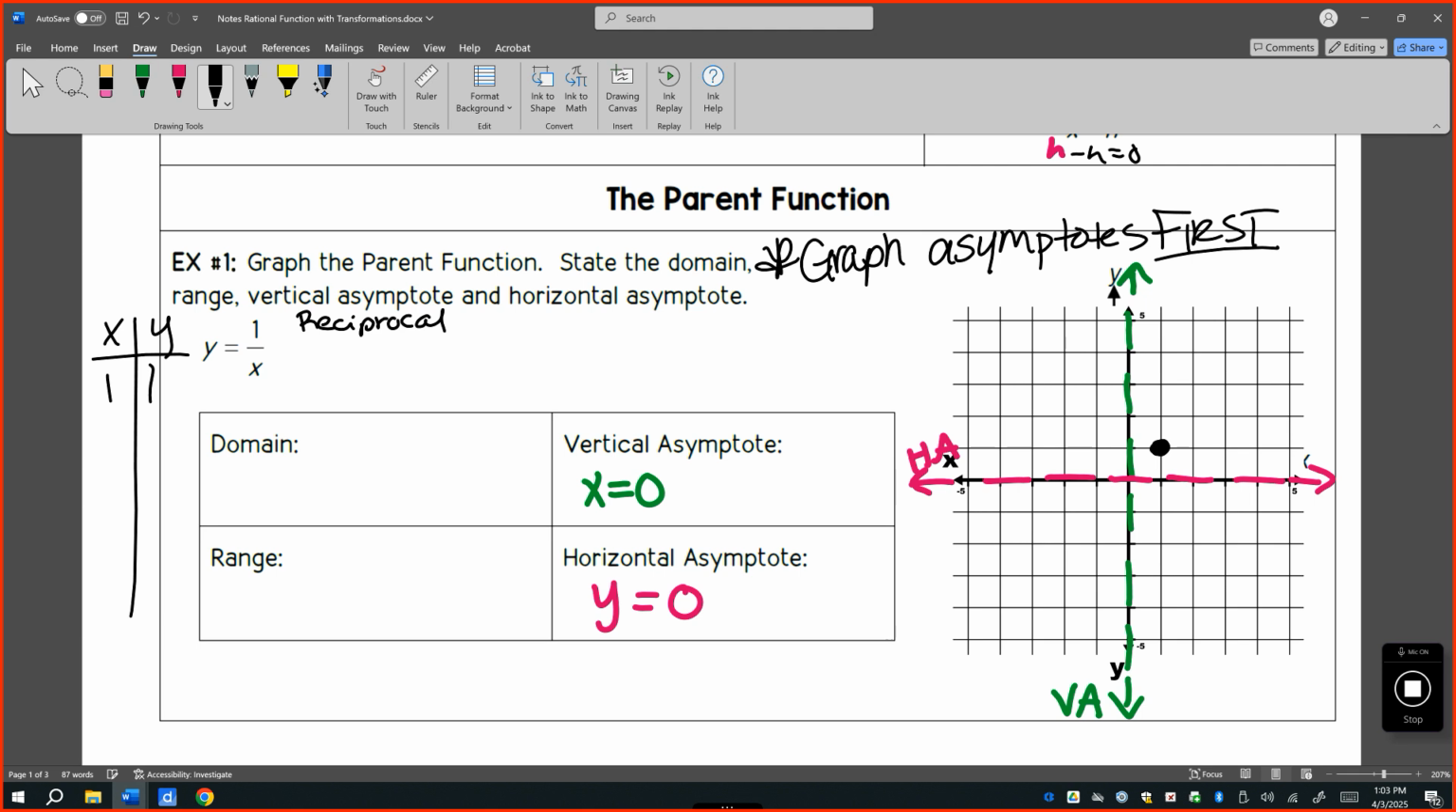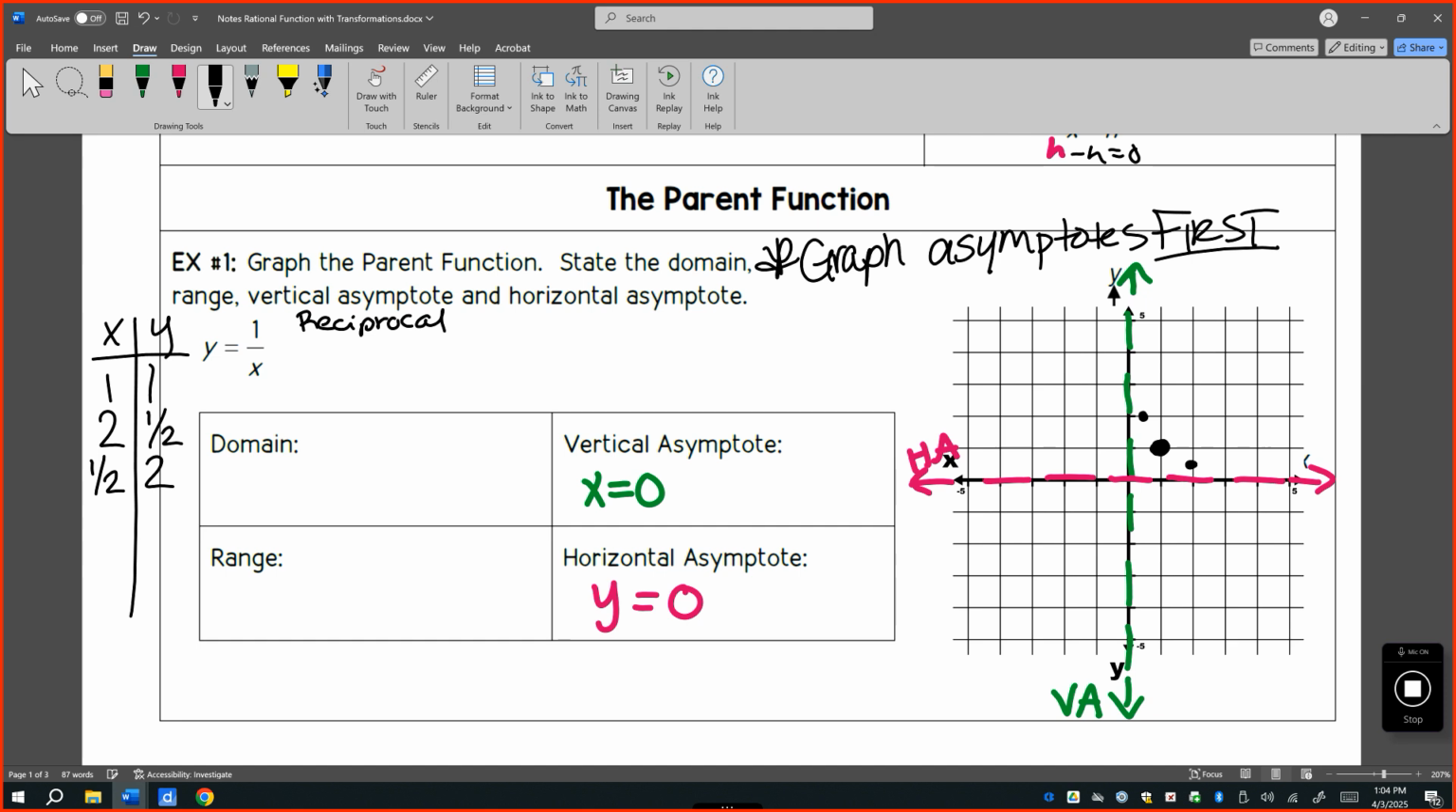Okay, if I plug in 2 for x, the reciprocal of 2, 1 over 2, well, that's 1/2, right? So 2, 1/2. Okay? Now I'm going to plug in 1/2 for x. So think about this. What's the reciprocal of 1/2? Flip over the fraction. What do you get? 2, right? So when x is 1/2, y is 2.